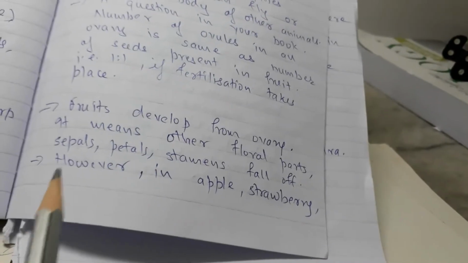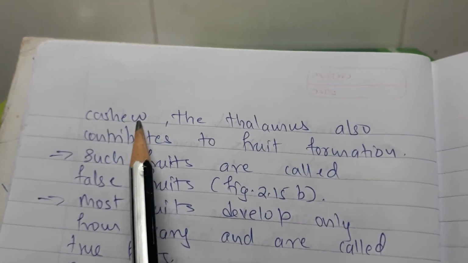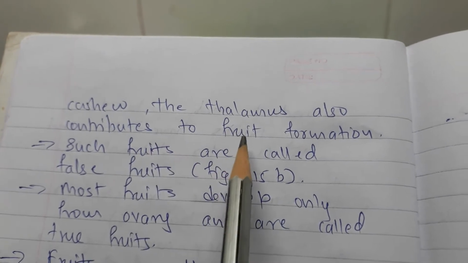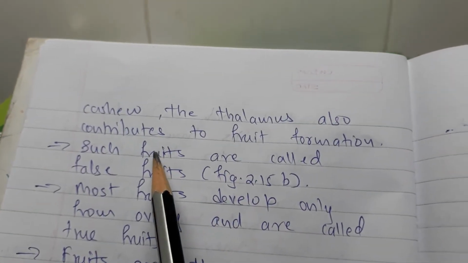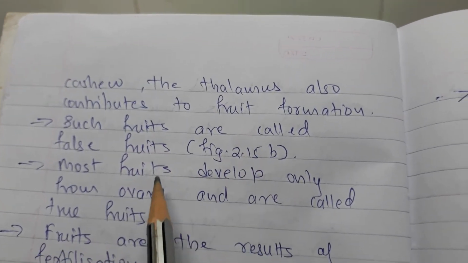Correct. But in apple, strawberry, then cashew, kaju, the thalamus also contributes to fruit formation. That is also becoming the fruit, and such fruits are called false fruit.